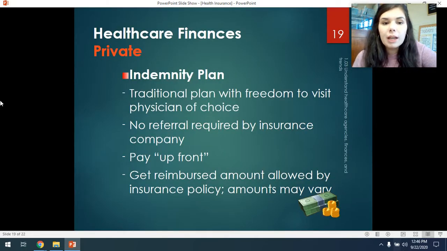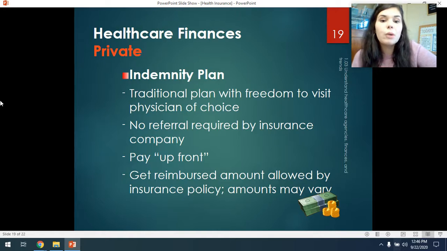An indemnity plan is a traditional plan that comes with more freedom to visit any physician of your choice. You don't have to have a referral required by the insurance company in order to be able to go see a certain doctor. However, you do have to pay up front with indemnity plans. You have to pay everything out of pocket, and then later you're going to get reimbursed a certain amount allowed by that insurance policy. Those amounts may vary, so you really never know how much you're going to end up paying or how much you're going to end up getting back. But you do have that freedom to go see whichever doctor you would like.